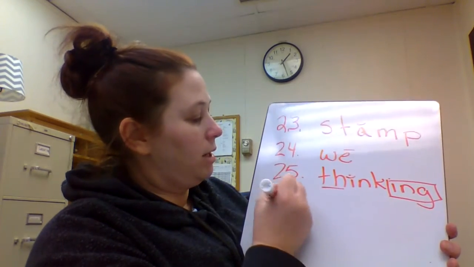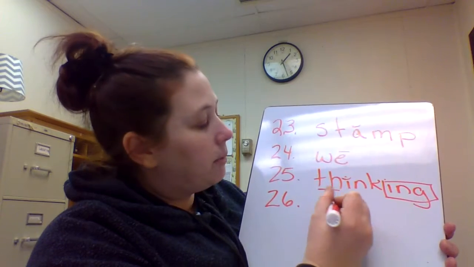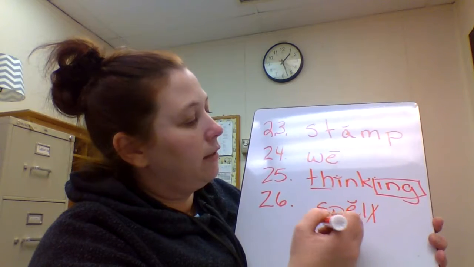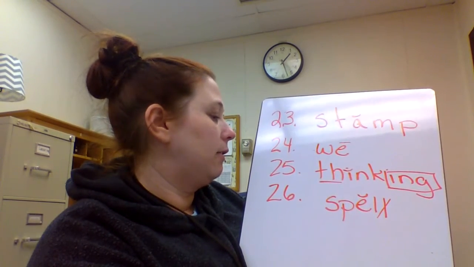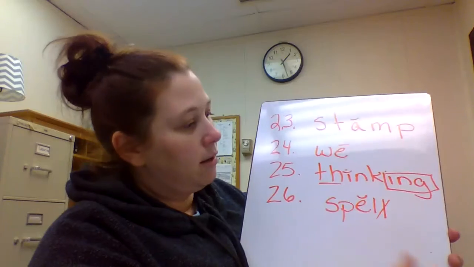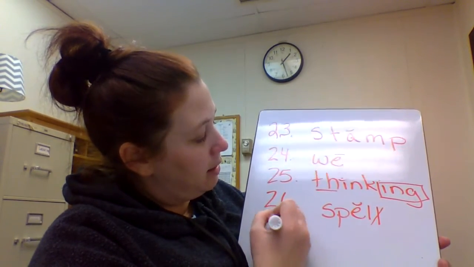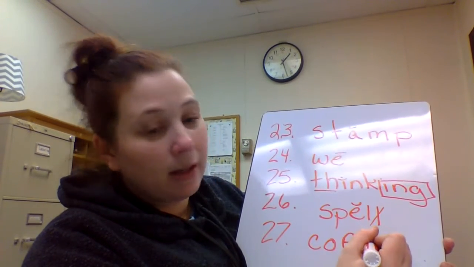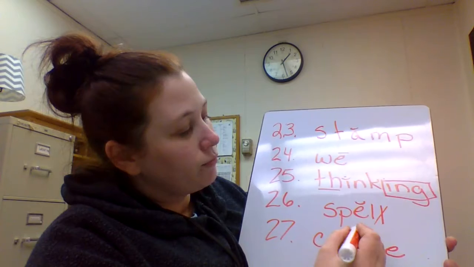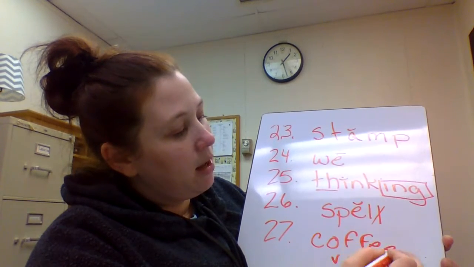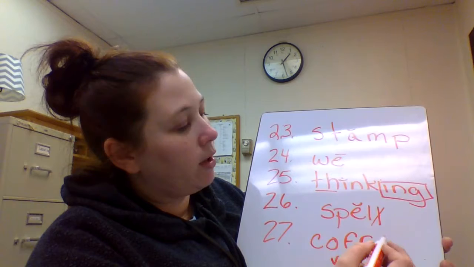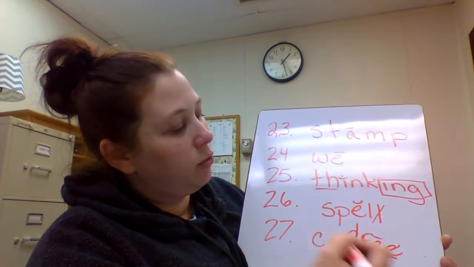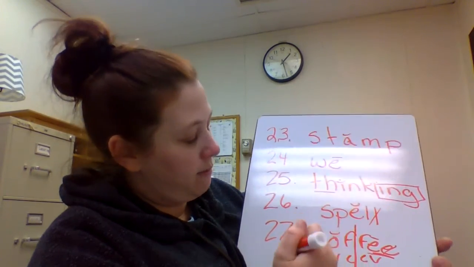All right, 26, spell. We're going to cross off that second L. Our E gets a breve, and we know SP is a blend. 27, coffee. Ooh, here's our vowel, consonant, consonant, vowel going on. So we have vowel, consonant, consonant, vowel. Here we have our EE digraph. So the second one gets crossed off. This one says its name. We have a line in between our two F's, and our O gets a breve.